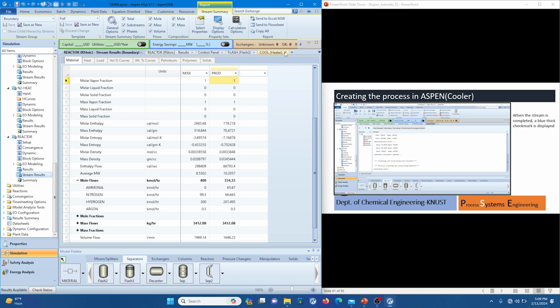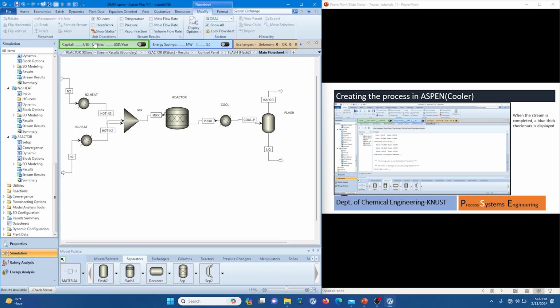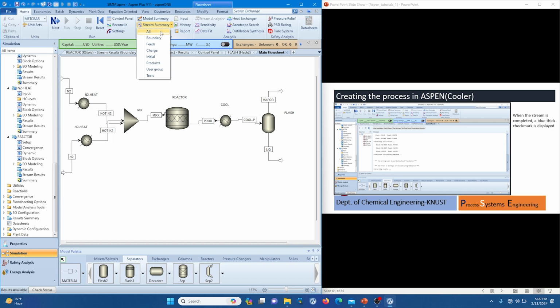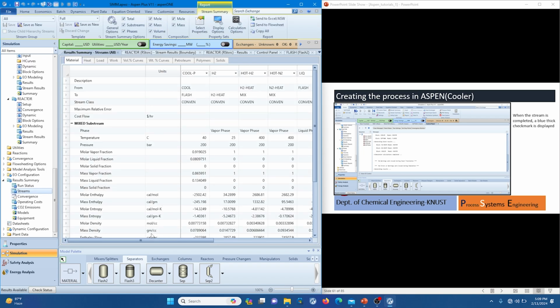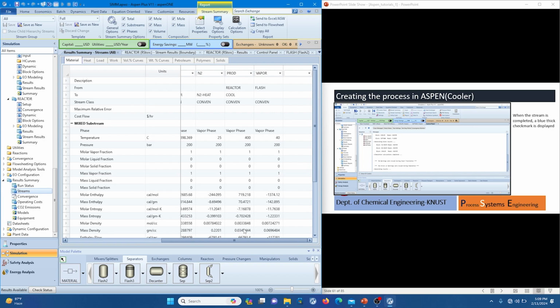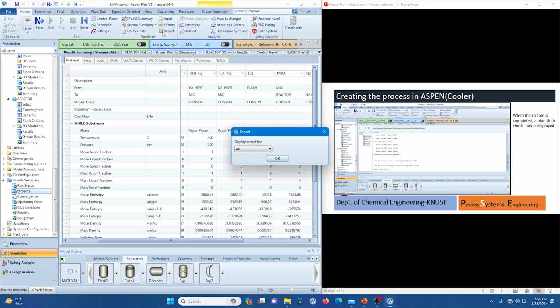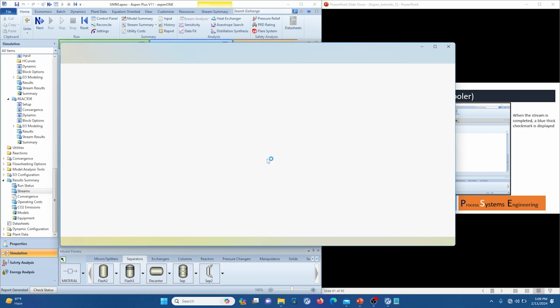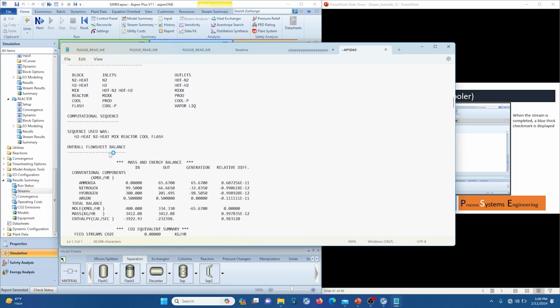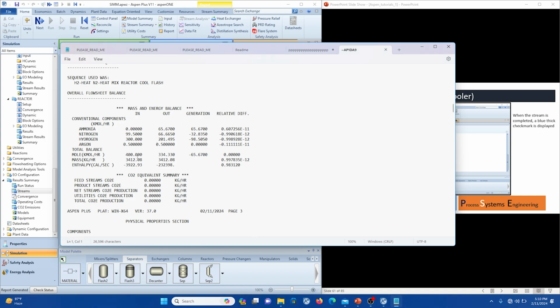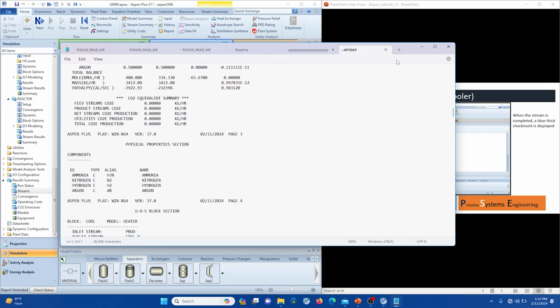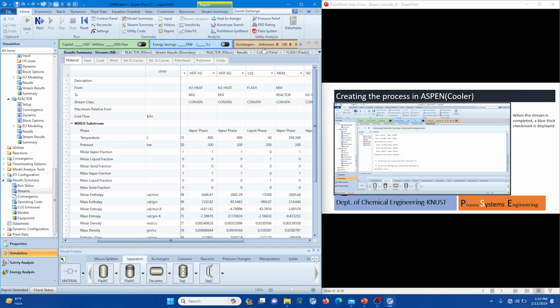Another thing we could do is come to the stream summary, clicking on the home tab. If you click on stream summary, it'll give you a summary of all the streams in the flow sheet. We could also generate a report for the blocks, that will give you a notepad for the overall mass and energy balance, and all that.